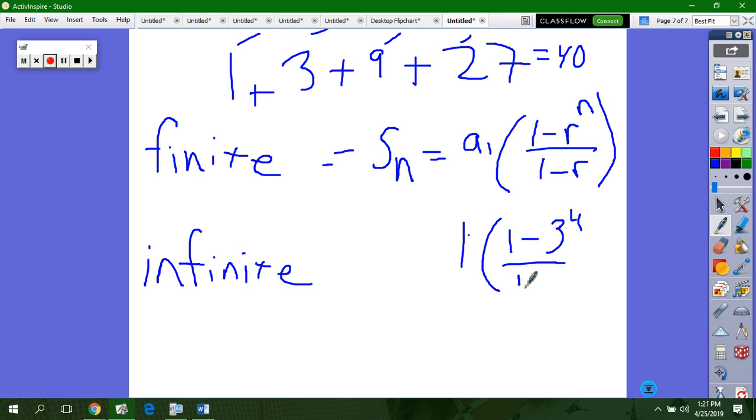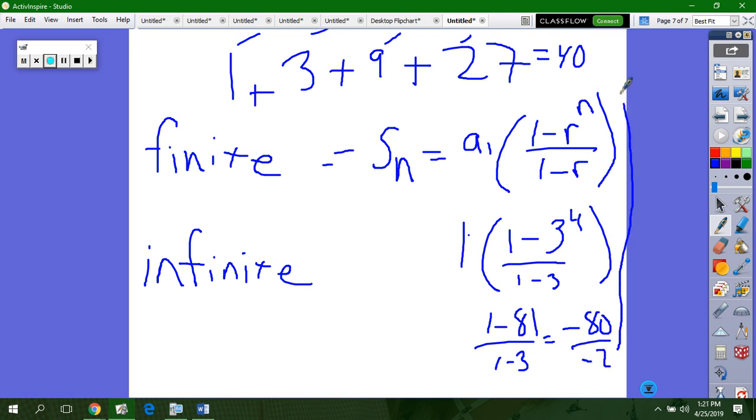Over 1 minus 3. The 1's nothing really out here. 1 minus 81 over 1 minus 3, which is negative 80 over negative 2. And what do we get? 40. So, if it has a specific ending point, we can find a sum for any of them that's ending.